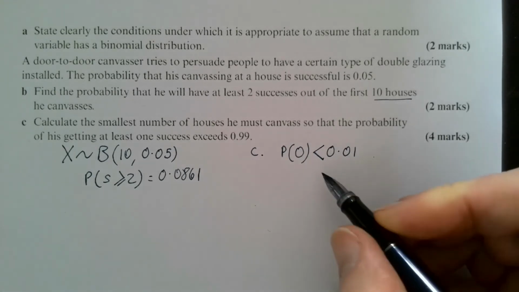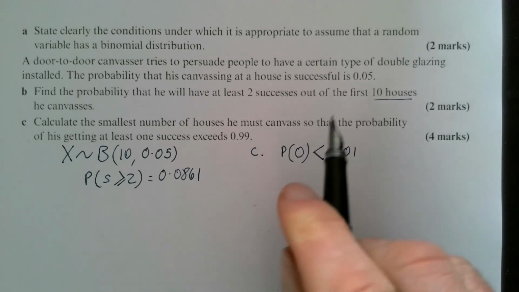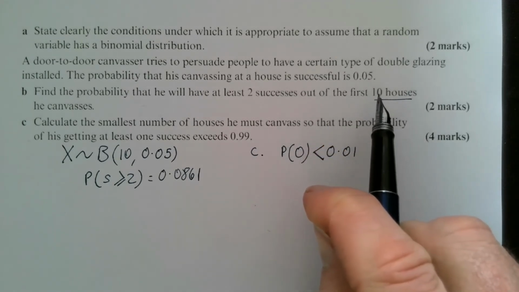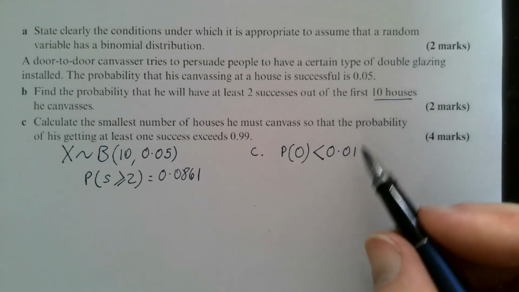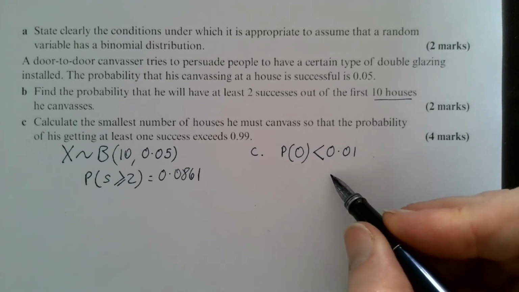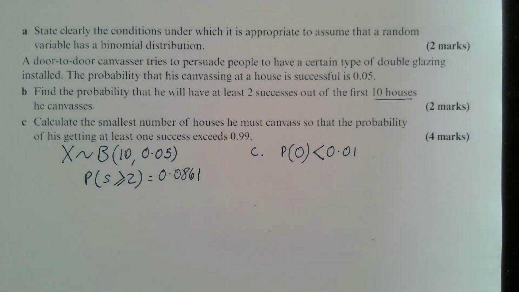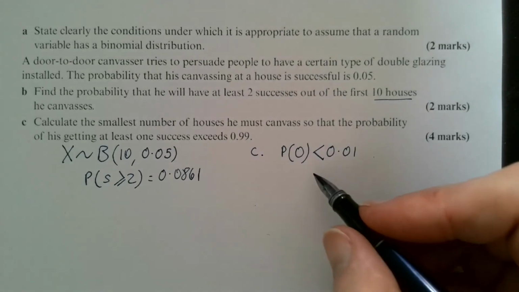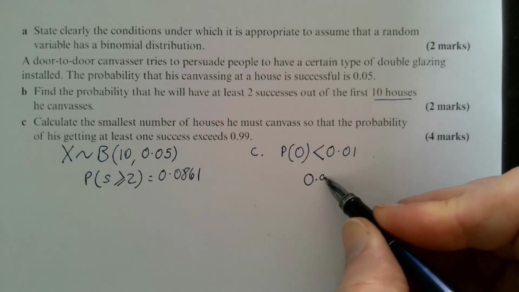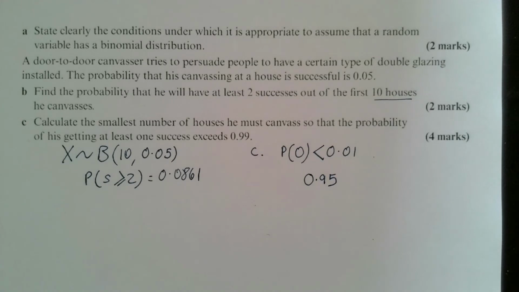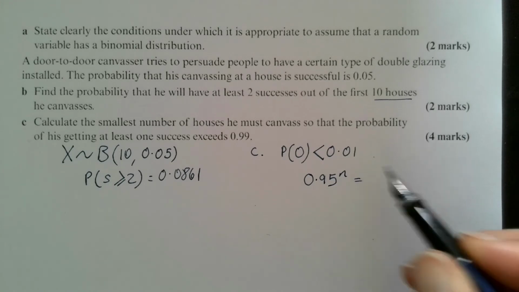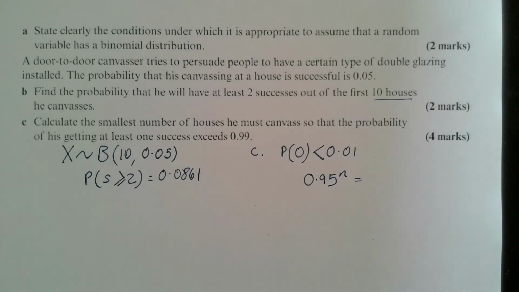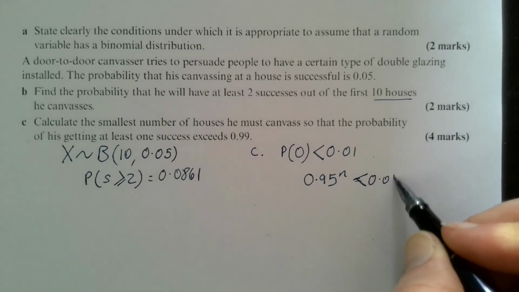0.01. So we're looking for the point at which, and what's happening each time, being unsuccessful is a chance of 0.05, isn't it? So the probability of being unsuccessful is 0.95. So I'm wanting 0.95 to a power such that we get, sorry, not equal to, we get a value of less than 1%, don't we?